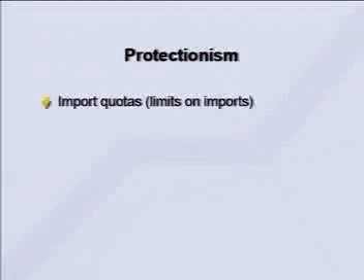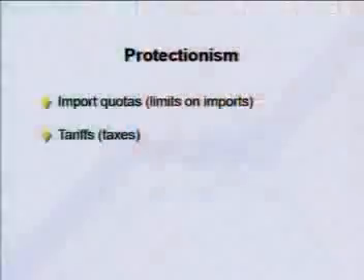There are various ways in which one could try and implement protectionism. For example, import quotas put a numerical limit on imports. They say quantitatively how much can be imported. Tariffs are a tax on imports. So you might say that each imported car or something has a 10% tax that's added.